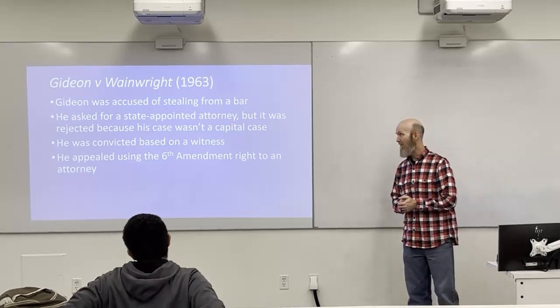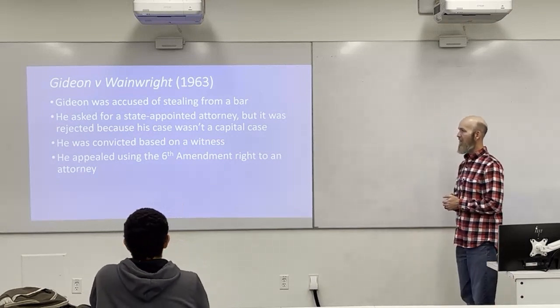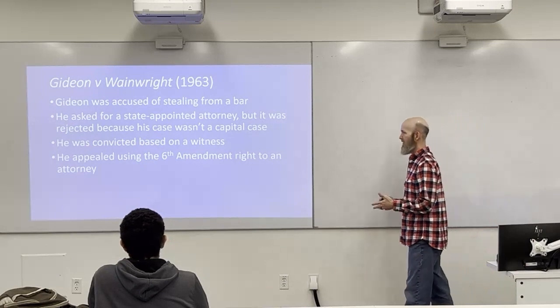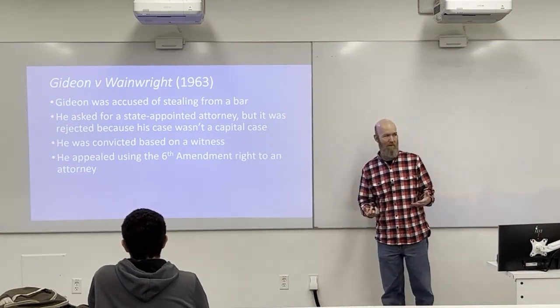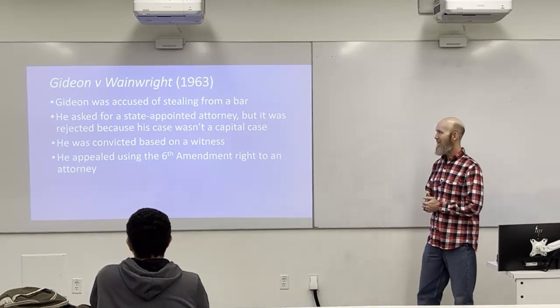Okay, Gideon v. Wainwright. Gideon was accused of stealing some things from a bar. He was arrested. He asked for a state-appointed attorney. Gideon only had an 8th grade education. He was very poor. He had no money. And he asked for the government to give him an attorney.